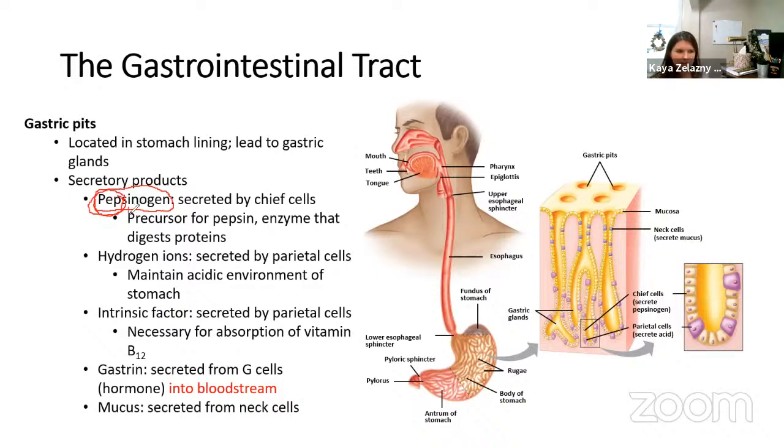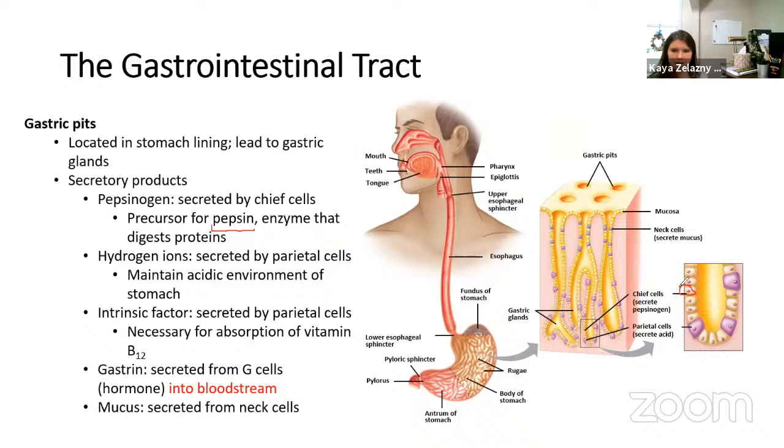This inogen may be vaguely familiar to us from when we talked about clotting, right? We have seen this ending before, and we know that this is usually telling us that this is a molecule which is going to need to undergo a conversion step before it becomes an active enzyme, which is the case for pepsinogen. So pepsinogen is going to turn into pepsin, which is the enzyme that pretty immediately digests the proteins. So that's coming from our chief cells.